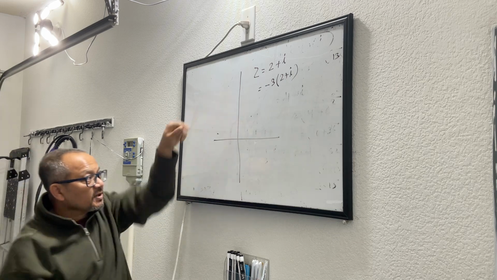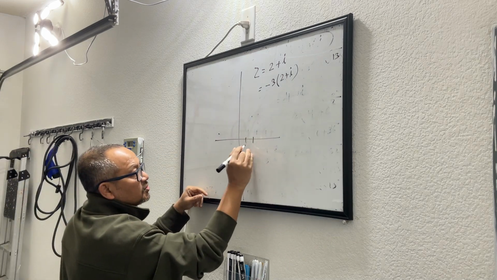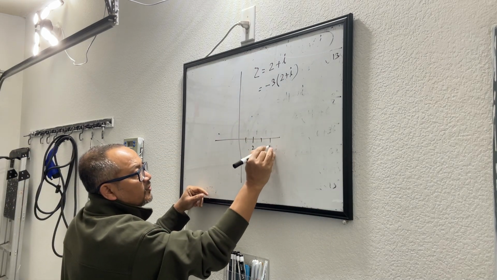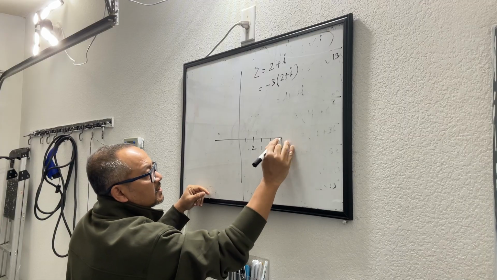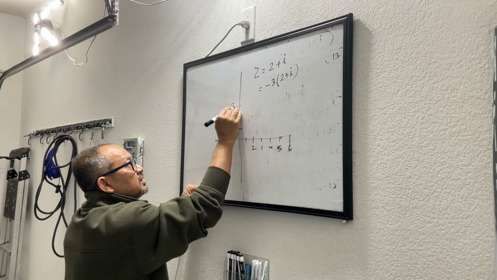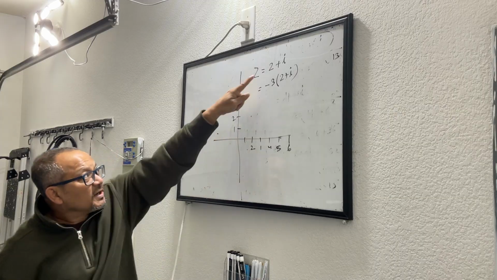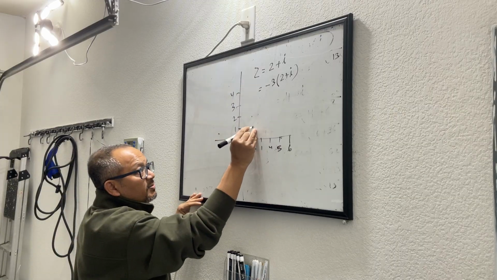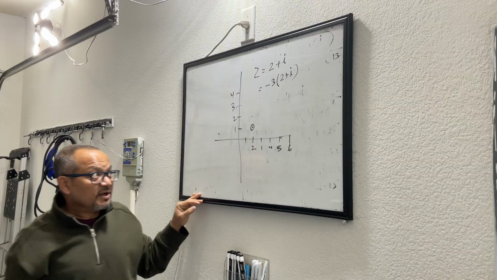What will happen? 2 plus i. This is 1, 2, 3, 4, 5, 6. 1, 2, 3, 4. 2 plus i. My complex number was lying here in the complex plane.